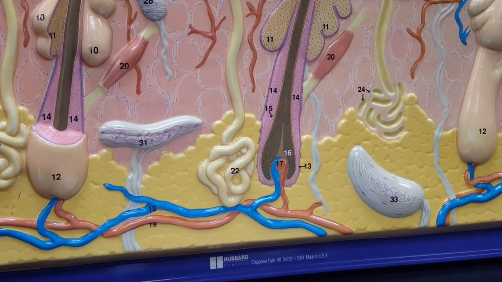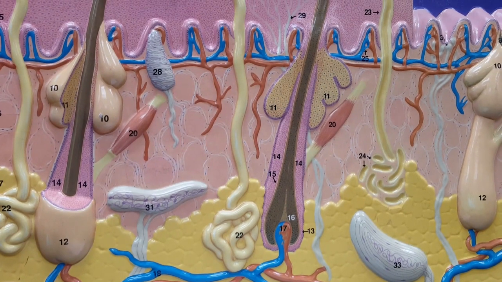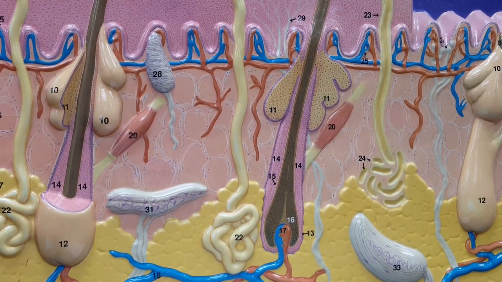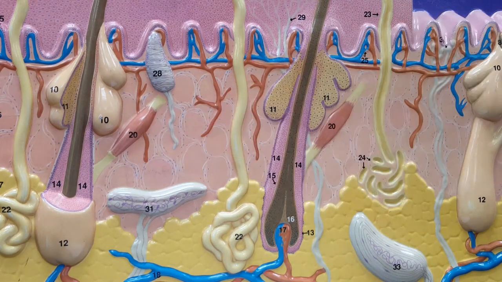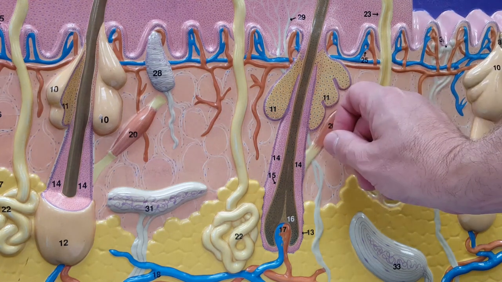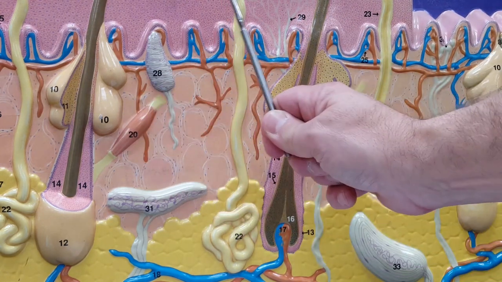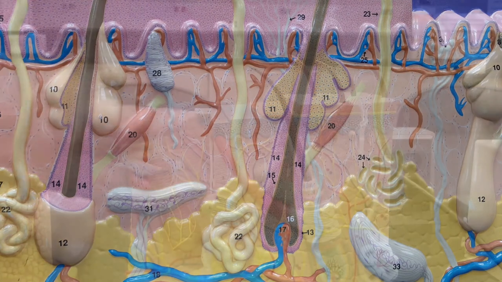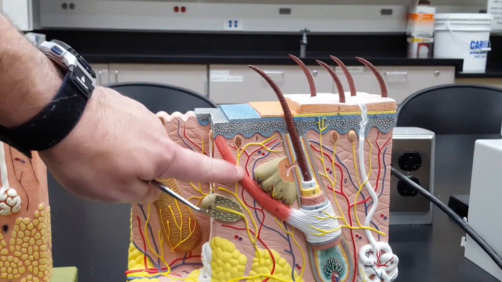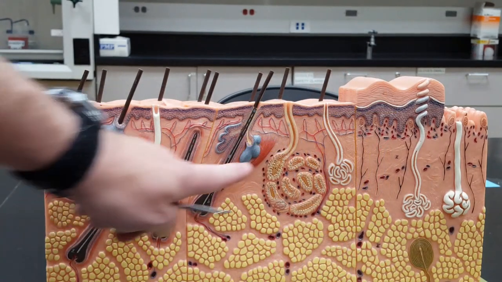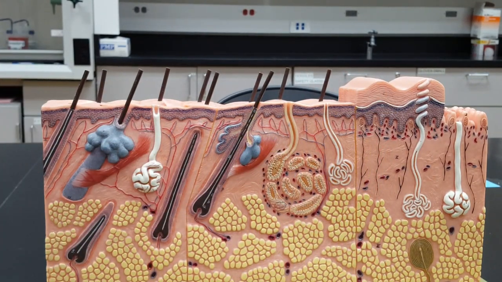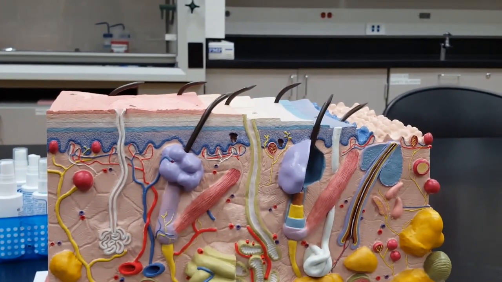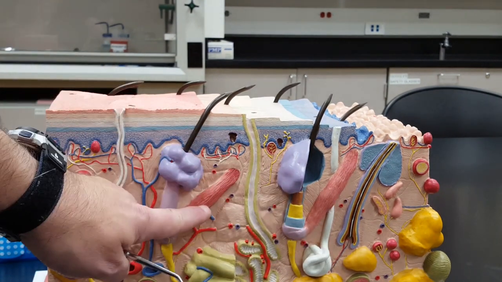The very last thing we have, which I think is pretty easy, would be these little bits of smooth muscle right there, the erector pili muscle. These muscles contract to make your hair stand up. Always very easy to identify on a model. Look at how big they make these things. I always laugh because when you see these on the microscope slide, they're nowhere near this big. Erector pili muscle.